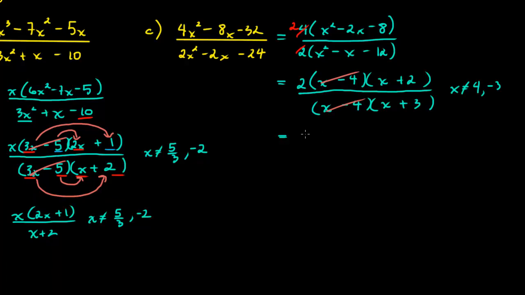This now reduces to 2 times x plus 2 divided by x plus 3, where x is restricted to not be equal to 4 or negative 3.